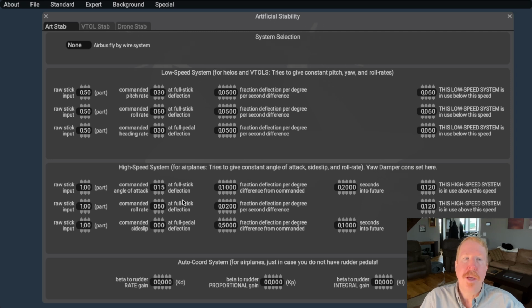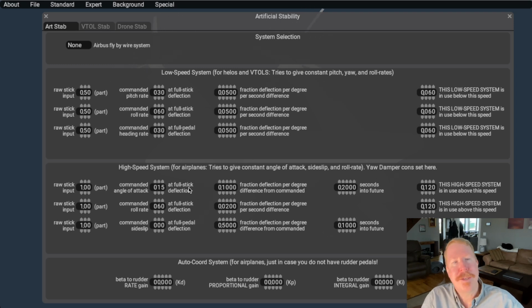Once we get moving, we do not want to just fly pitch rate anymore, right? Imagine the airplane's at red line speed. There's all this dynamic pressure, all this lift, and then it just decides to pitch up at 30 degrees per second. That's going to break the airplane. That's going to be way too much lift. So once you get moving, you want the stick to fly an angle of attack and a side slip.